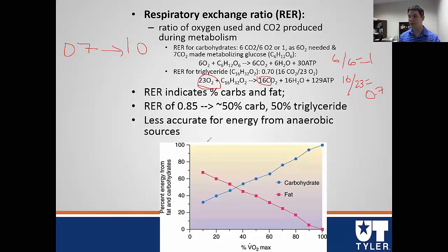So if we think about this on the chart from earlier, here our RER is 0.85. As we move this way and we use more carbohydrate, we approach 1. If we move this way, our RER approaches 0.7, and you're going to need to be able to do that for your exam. So if I said you went from running at 3 miles an hour to 4 miles an hour, would your RER increase or decrease? If you increase intensity, then you would be getting closer to 1.